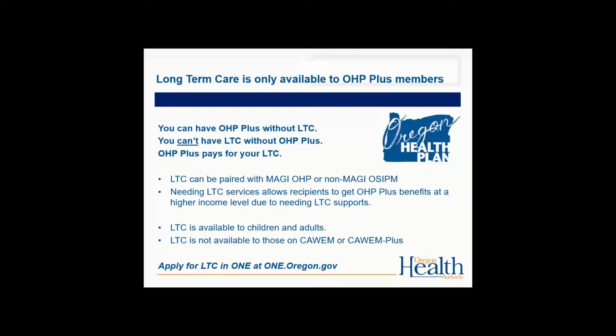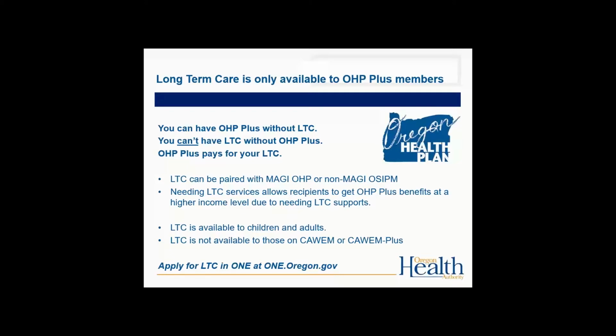Long-term care is available to children and adults, but it is not available to those only on CAWEM or CAWEM Plus. So it's important to remember, it's only available for OHP Plus members. The good news is that you apply for long-term care in the ONE system. Through that application, with the questions that you answer, one might be determined or assessed for the long-term care program.